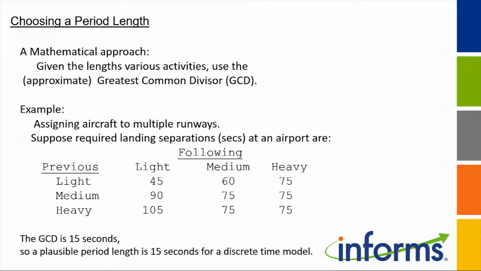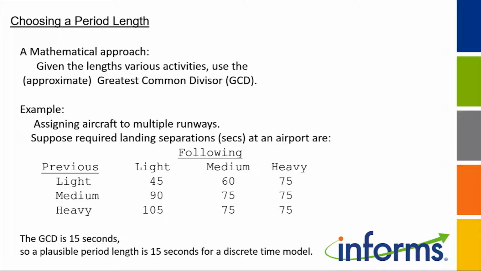So let's talk about choosing a period length, and a mathematical approach which you should have in the back of your mind when you're trying to think about choosing a period length: is there, loosely speaking, a greatest common divisor in the activities that are going on in your production plan. So if you're scheduling aircraft to multiple runways, what you want to worry about is a changeover matrix between aircraft of various types. And so, for example, if you're going from a heavy aircraft and then you're having a light aircraft land behind it, you probably want to have well over a minute or 2 minutes of separation.